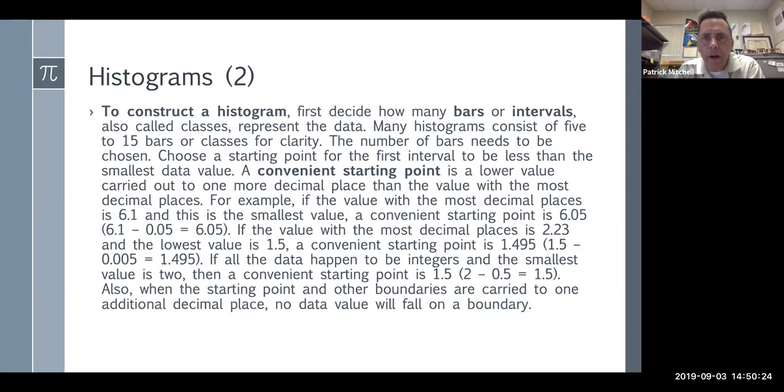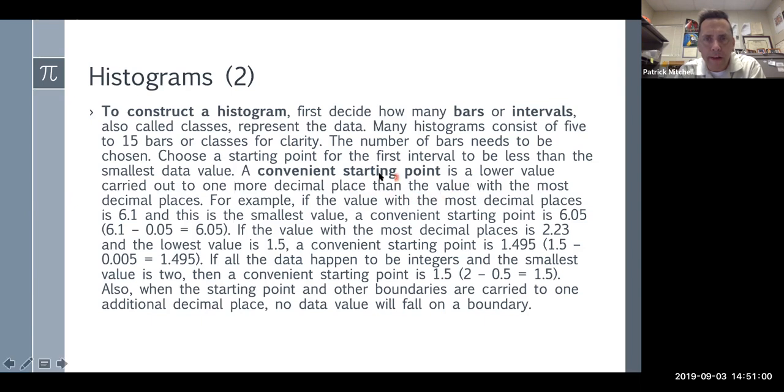Now, your book has a convention that I really like, actually, about how to label the endpoints. So what they say to do is to look over all your data and see what is the largest number of decimal places that any of your data has, okay? And then you're going to start your histogram at a value that has one more decimal place than your data point that has the greatest number of decimal places.